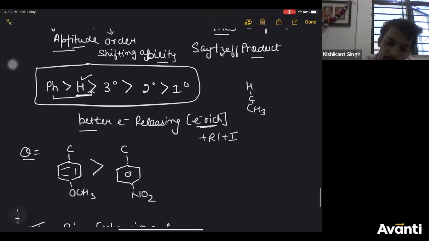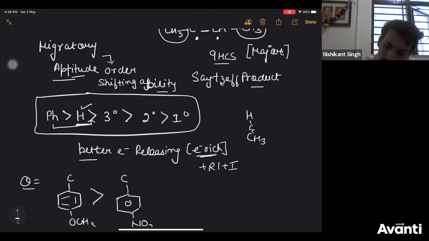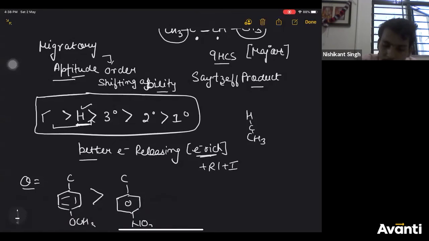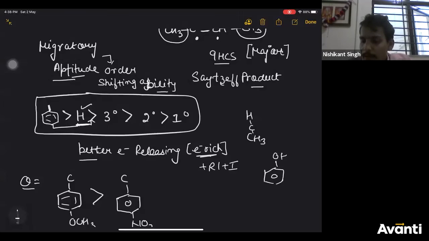Ph is not phenol, man. How many times have you done nomenclature in classes, still you are not understanding the difference between phenol and phenyl. Ph means phenyl. The alkyl group of benzene is phenyl. Phenol is benzene with OH. Phenol is PhOH. Phenyl is just the alkyl group of benzene.